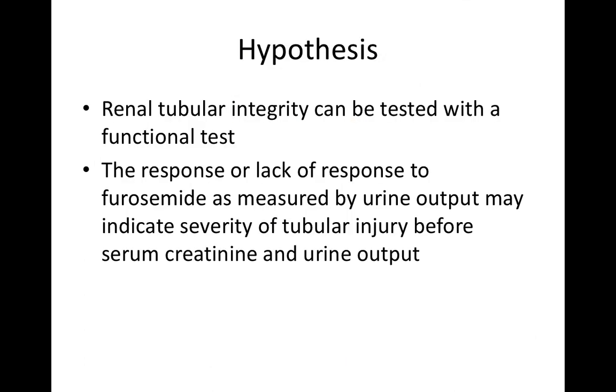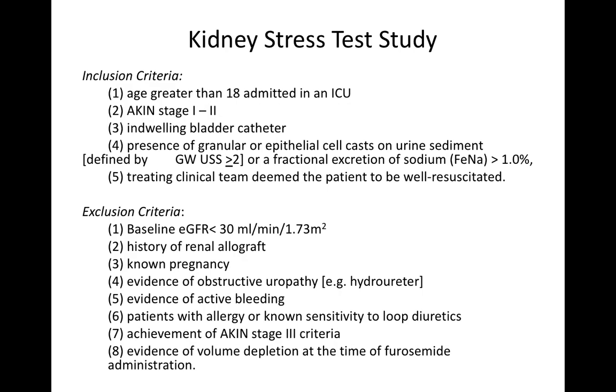And so the hypothesis is quite simple: renal tubular integrity can be tested with a functional test, and the response, or lack of response, as measured by urine output, may indicate the severity of tubular injury before the baseline serum creatinine and urine output change. And we, of course, know that serum creatinine is a late marker. And while urine output can be quite sensitive as a marker of acute kidney injury, it can also be quite nonspecific, which causes a series of problems.